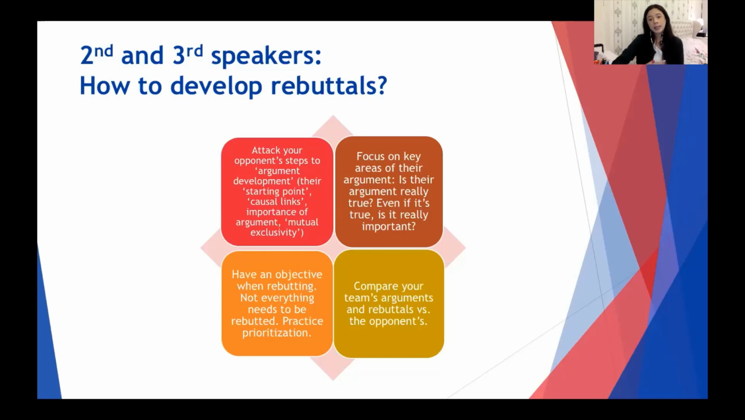And then lastly is to compare your team's arguments and rebuttals versus your opponent's arguments and rebuttals. I think being comparative really adds a strategic element to debating that truly differentiates between a debater that is just starting out and a debater that is slightly more refined, right? It's always that element of being a lot more comparative in comparison to the other speakers in the room.